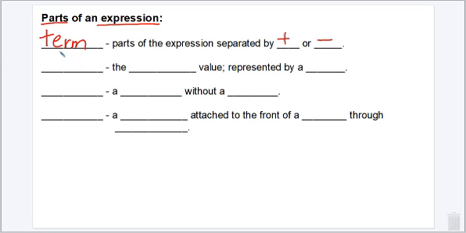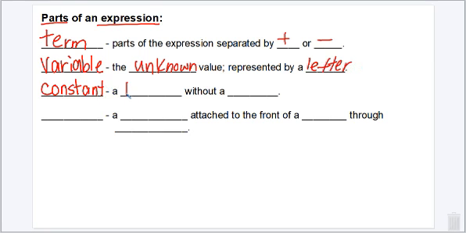You need to know that a variable is the unknown value. It's represented by a letter. You need to know that a constant is a term without a variable. And you need to know that a coefficient is a number attached to the front of a term. Nope, not a term, a variable. Sorry. A number attached to the front of a variable through multiplication.